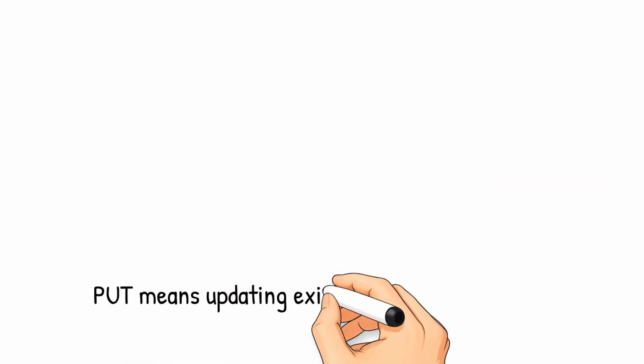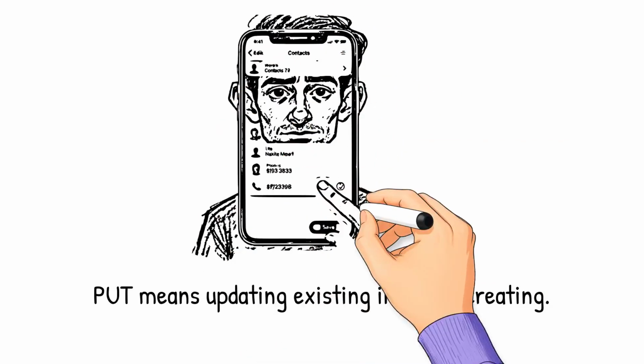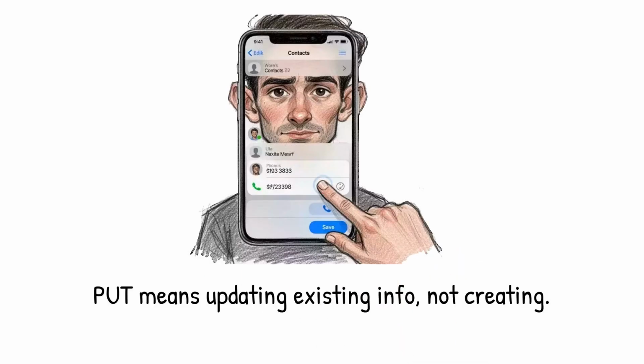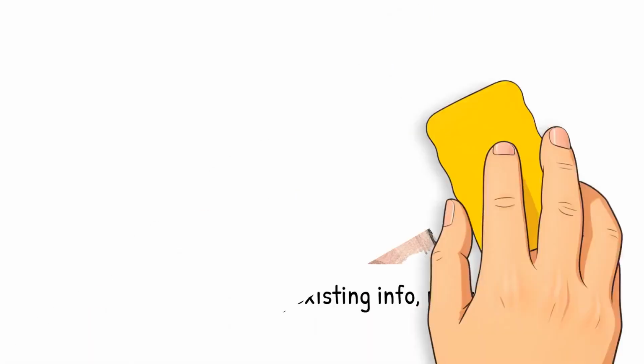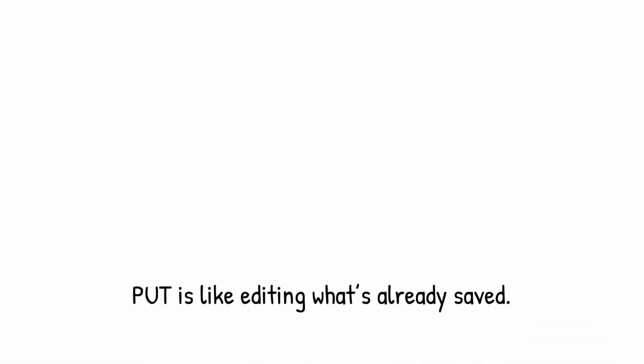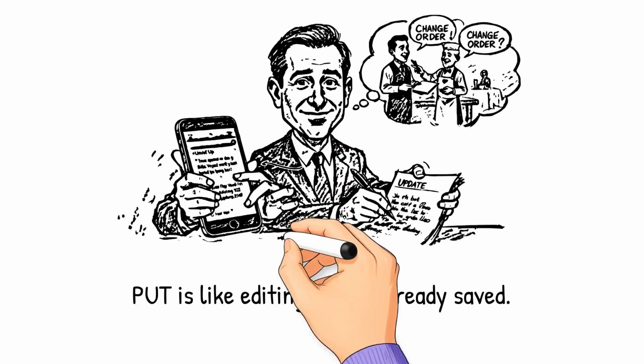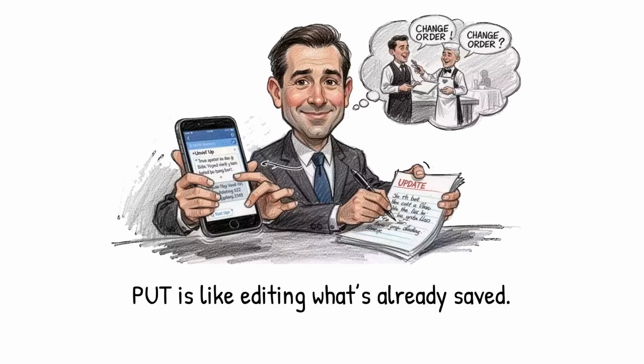Third, put. Put means update or change something that already exists. When you open a contact you already have, edit their phone number, and tap save, that's a put request. The contact was already there. You're not creating it. You're simply changing what's already saved. Think of it like editing a page you've already written, or telling the waiter, actually, change my order to no onions.